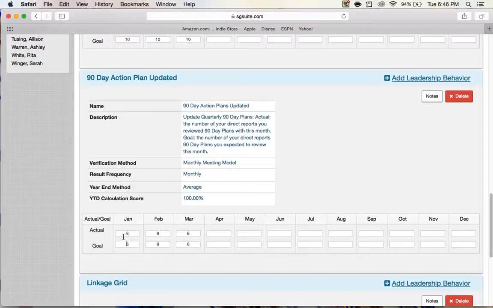And as you can see, each month she's gone 8 for 8 in terms of her actual over her goal. So for Tammy, that's the way that she updates hers, and that lets Sherry know that yes, everyone reporting to her that's in LEM, they've met and they've talked over their updated 90-day plans and are moving forward with those.